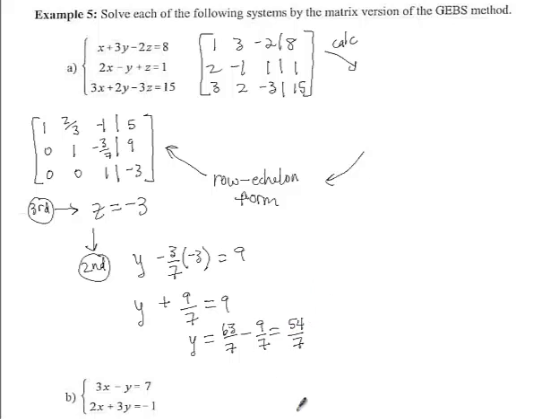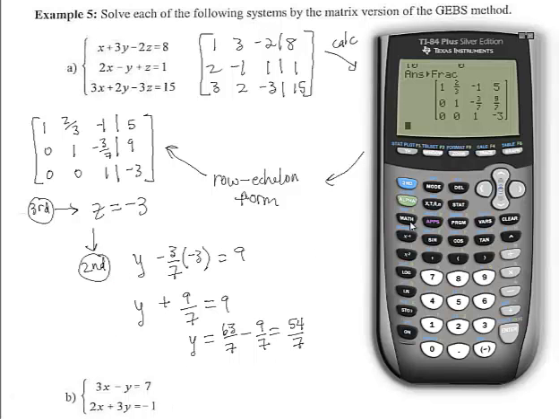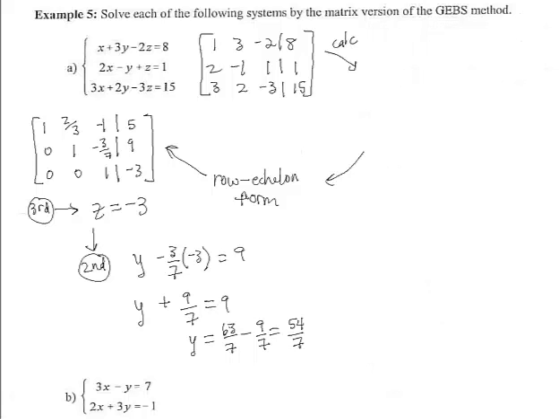And I think we're just stuck with that fraction, huh? So, bring up my calculator real quick. I don't think that will reduce. Nope. So Y is 54/7, and so now we take that back to the first equation.